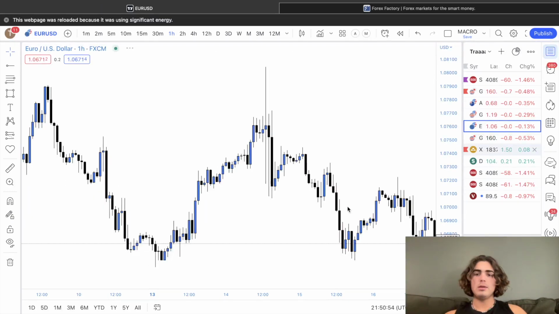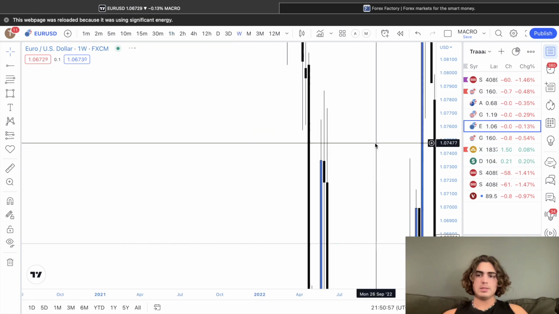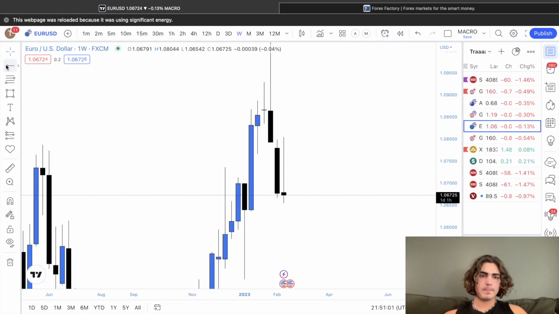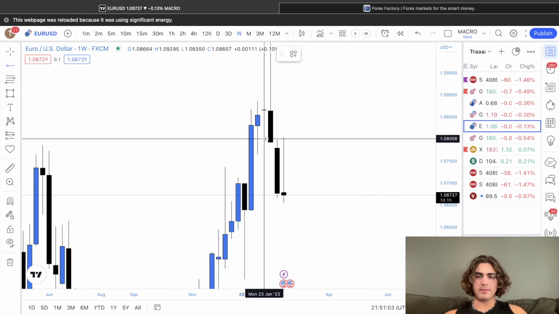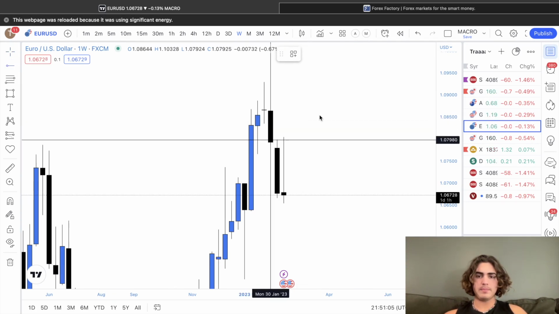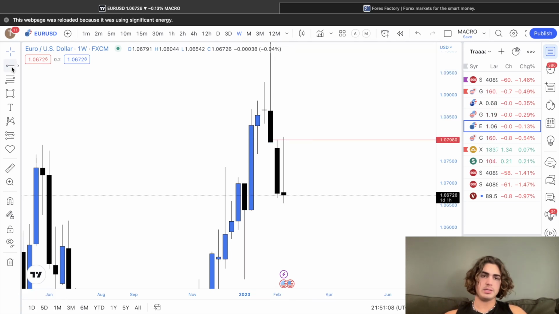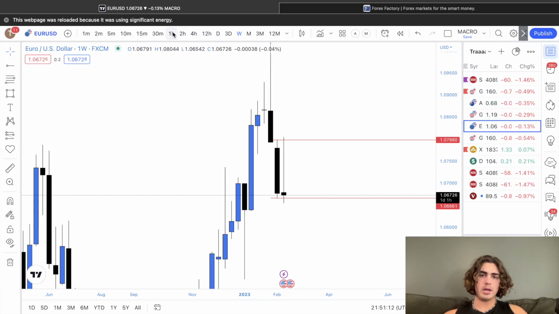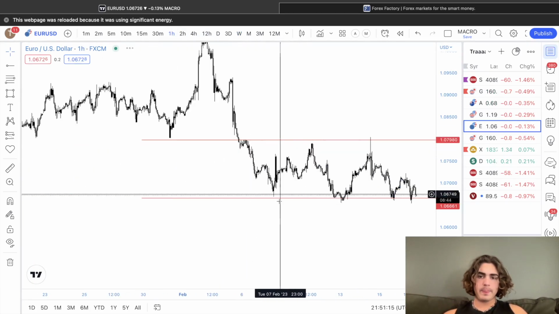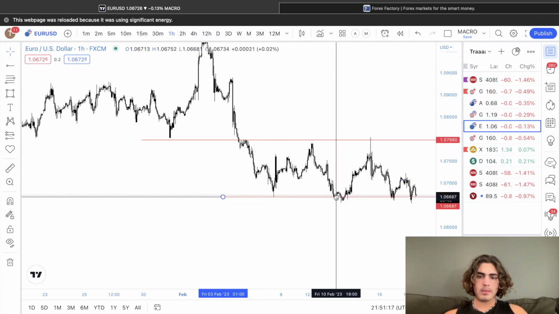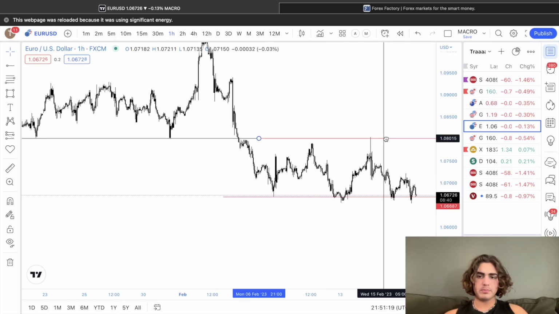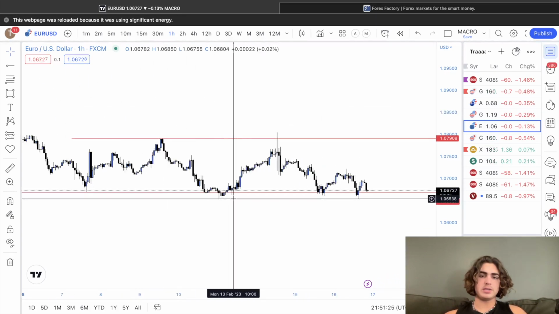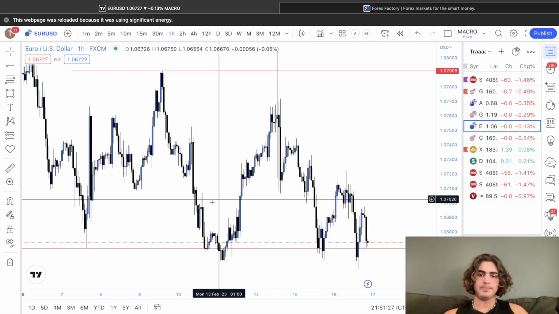Continuing, Euro USD. Let's head into the weekly. Okay, previous week, we have the high right here. Wow, man, my thing is glitching. Weekly low right here. 1 hour. This was the low. This was the high. Which one got hit first? The low got hit first.